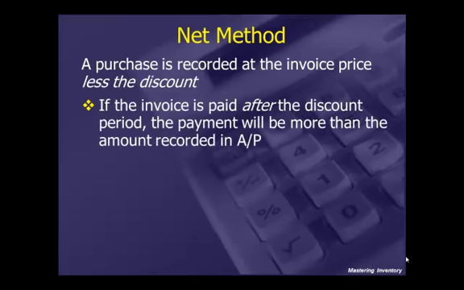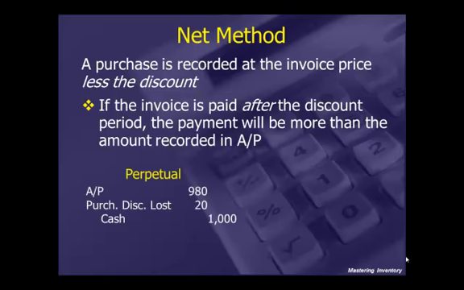Now, if the invoice is paid after the discount period, the payment will be more than the amount recorded in accounts payable because we'll have to pay the full amount. We're not entitled to take the discount, whether it's 2%, 1%, whatever the amount is. Under perpetual, we will debit accounts payable for $980 because that's what's showing in the account. We recorded it as the net amount, assuming at the time that we were going to pay within the discount period. We will have to debit purchases discounts lost, which is an expense account, for the $20, and we'll credit cash for the full $1,000.